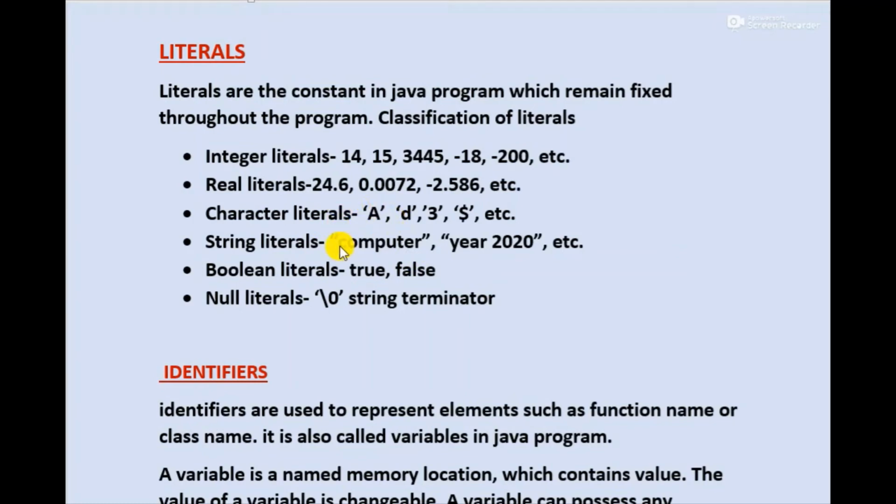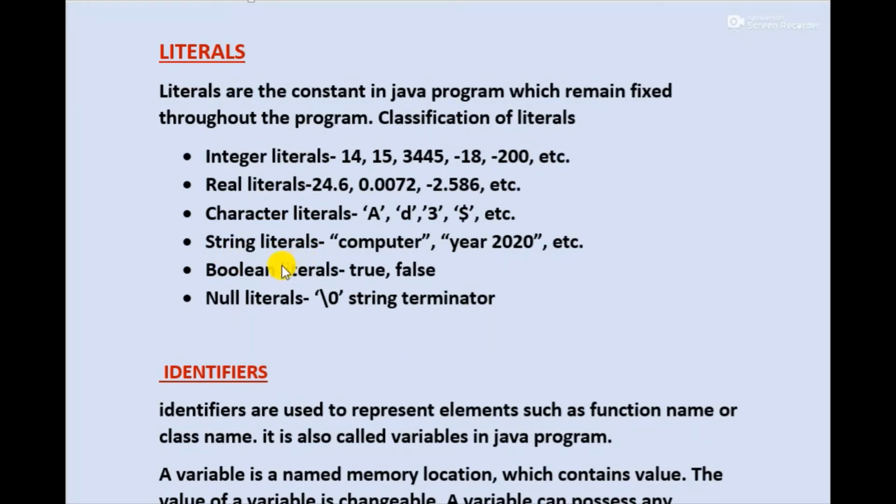This is a group of multiple characters, and each string is always enclosed within double quotes. So there will always be double quotes present in a string literal. In the next example we can observe the year 2020. Here we are using both alphabets and numbers, and this whole string is enclosed within double quotes. So this is known as a string literal or string constant.